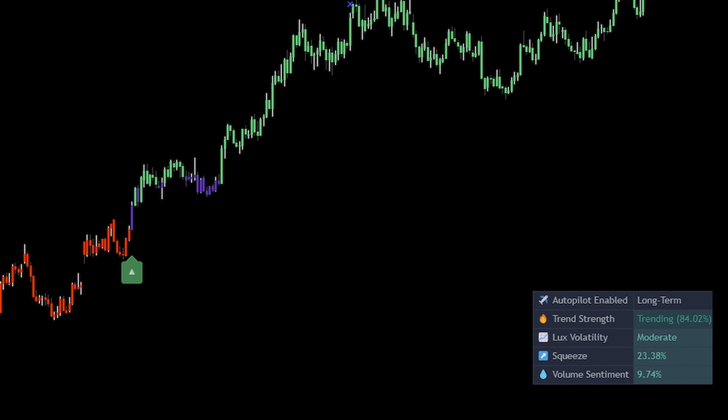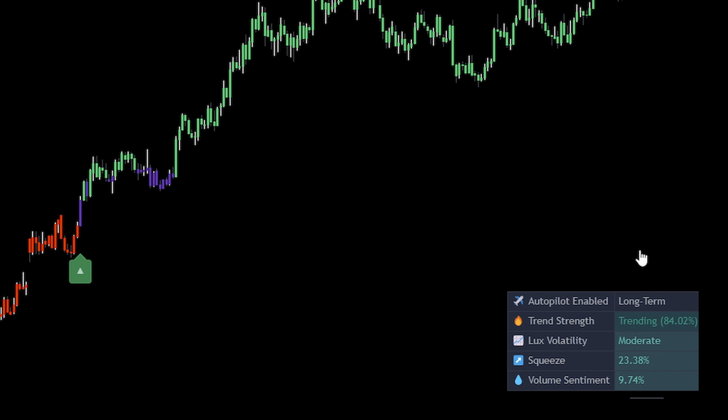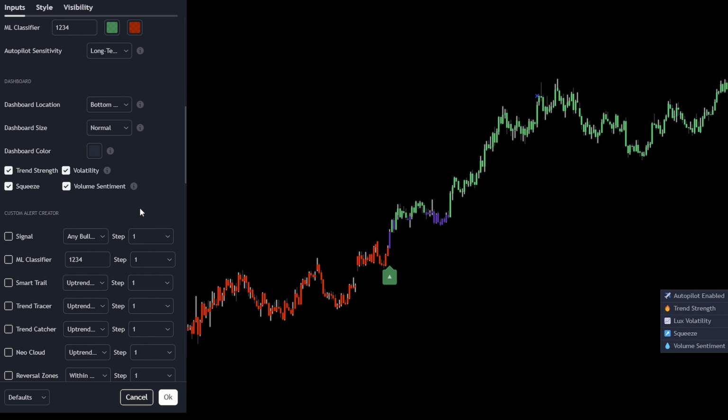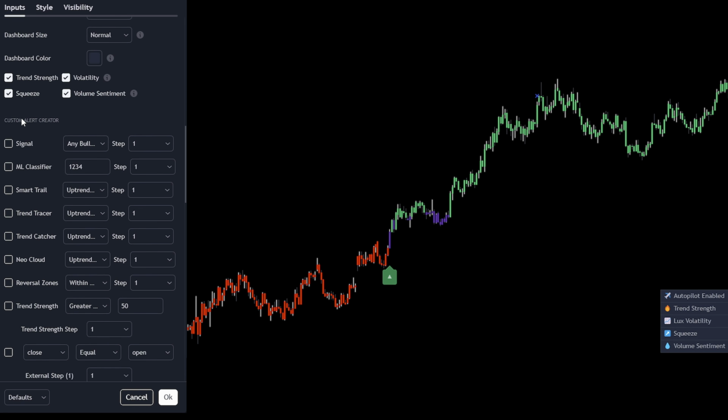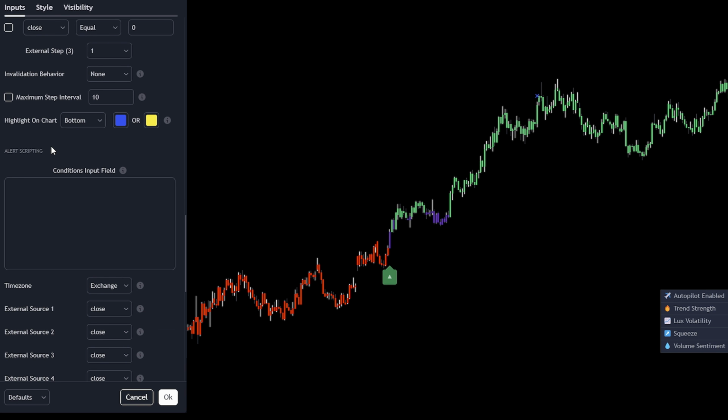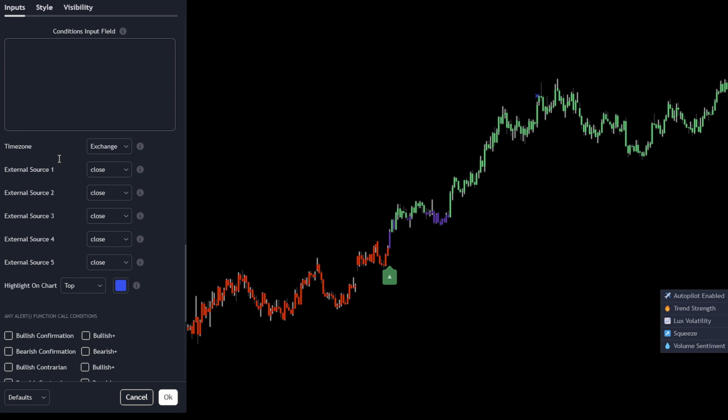Finally, the toolkit includes a dashboard for quick trend and volatility insights, and a custom alert creator with extensive options. These features allow you to automate parts of your trading process, ensuring you don't need to monitor the charts constantly, or even integrate the toolkit into bot trading strategies.